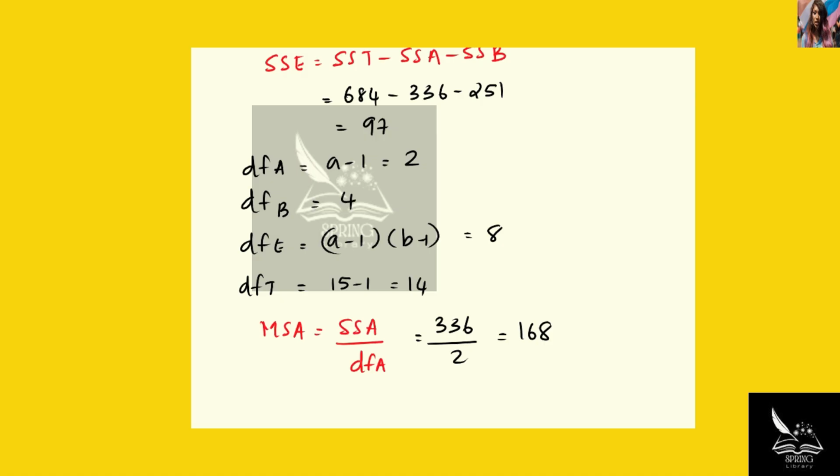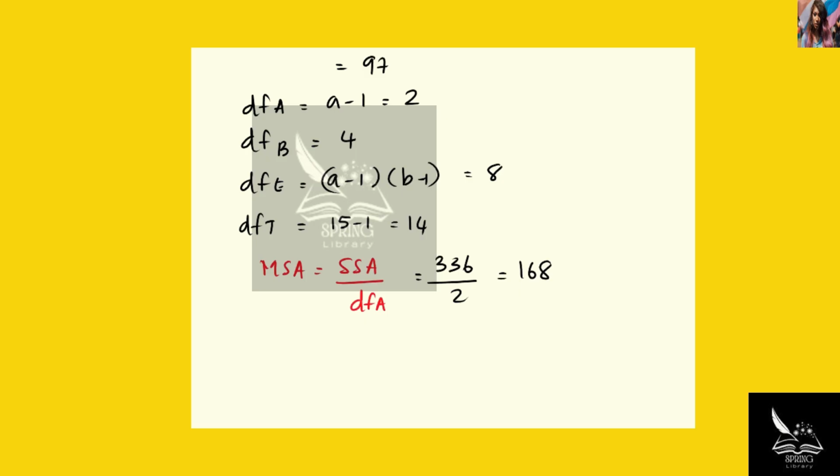The mean square for the variability associated with the airports is MSB, which is equal to SSB divided by corresponding degrees of freedom. On substituting, we will get it as 251 by 4, which is 62.75.